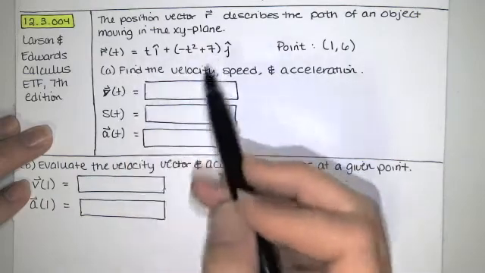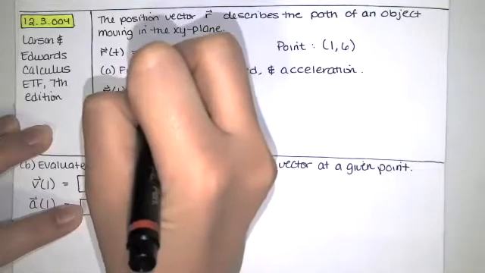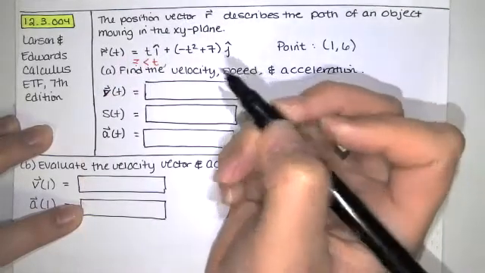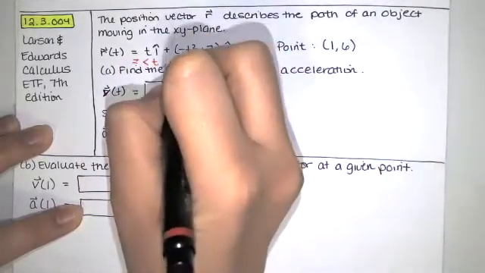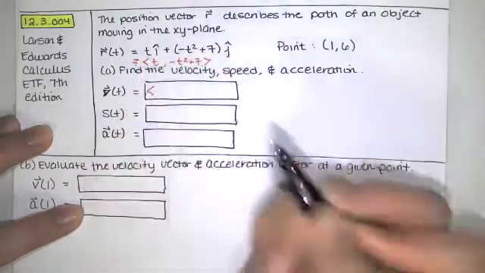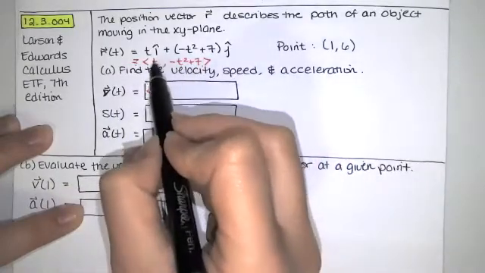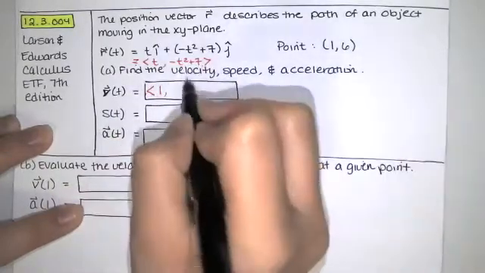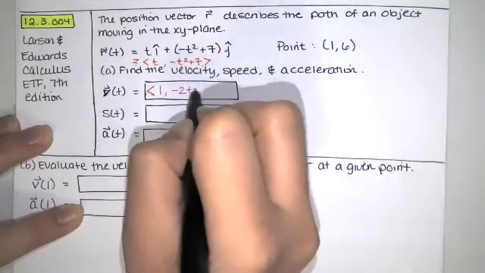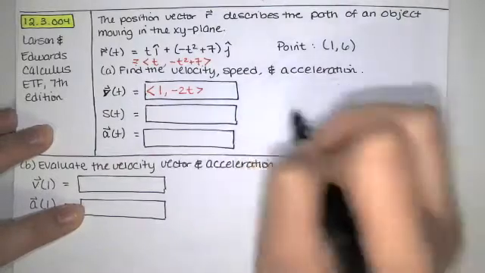The velocity is just the first derivative of position. I prefer to use component form, so I will write my vector this way. That's t times i hat plus negative t squared plus 7 times j hat. In component form, the velocity is written this way. We take the derivative of the first component and we get 1, and the derivative of the second component and we get negative 2t. The speed is the magnitude of that vector.